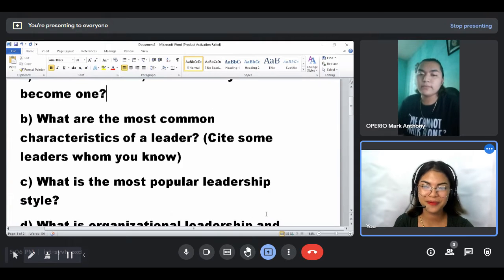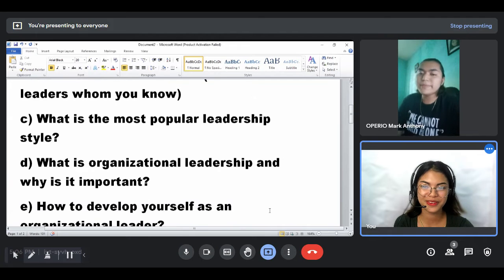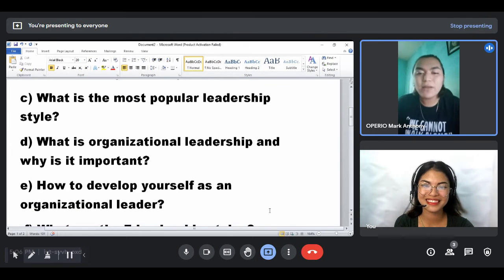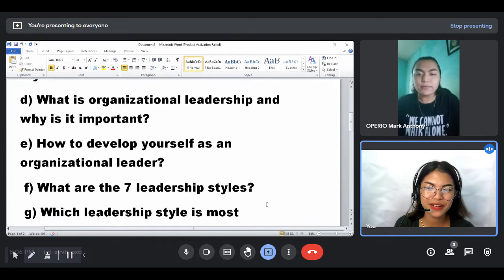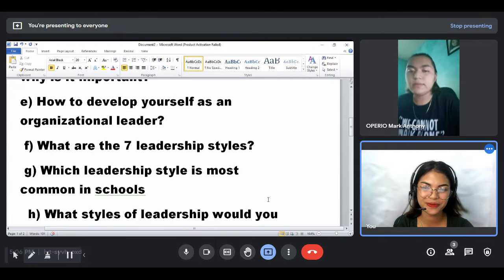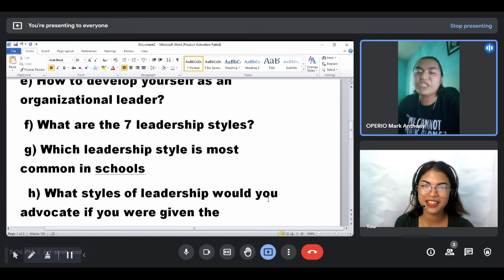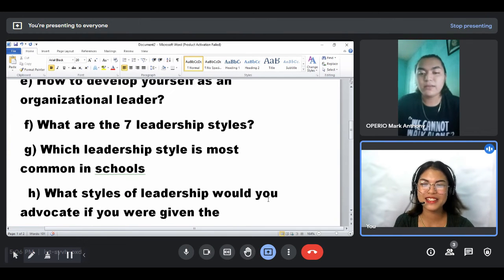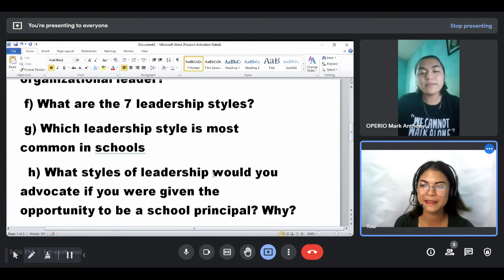Letter C: What is the most popular leadership style? Letter D: What is organizational leadership and why is it important? Letter E is how to develop yourself as an organizational leader. Letter F: What are the seven leadership styles? And letter G is which leadership style is most common in schools.